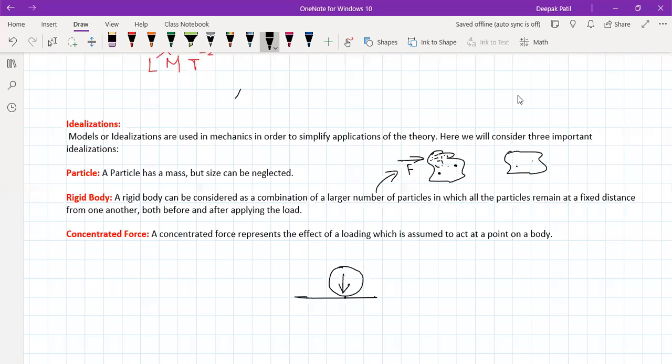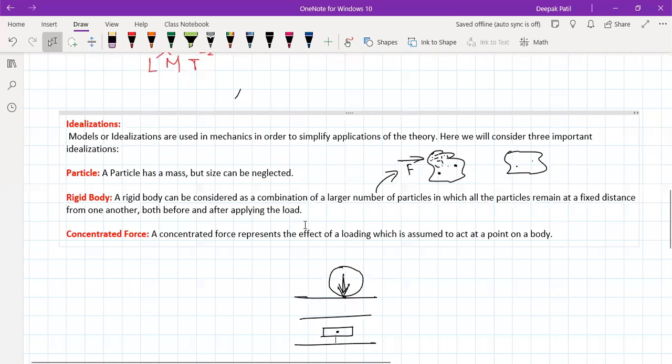Then I can assume that the load from this wheel on this road can be considered concentrated at a particular point. Now this is a section. If I try to draw the plan, the wheel could be something like this. So this could be the point where the total weight of this wheel is getting concentrated. This assumption is also very important to apply the theory of mechanics in practical applications. So students, do you have any doubts in these three parameters: particle, rigid body and concentrated force?